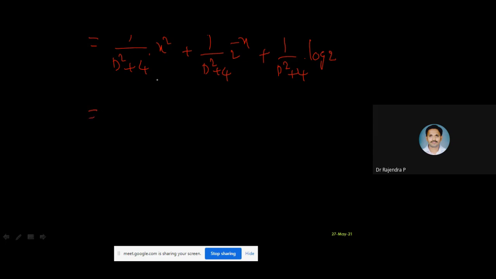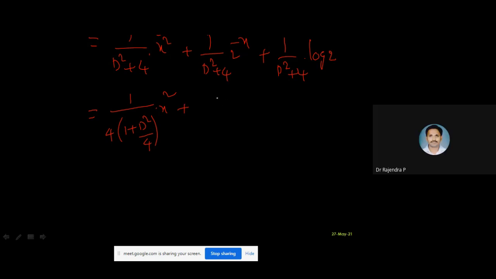So come to the first part. How are we going to solve this? Tell me. It is a polynomial form, some algebraic function. Taking the lowest degree as common, what is that? 4. So 1 plus D square by 4, into x square. Correct? Understood this? First part? Yes, sir.